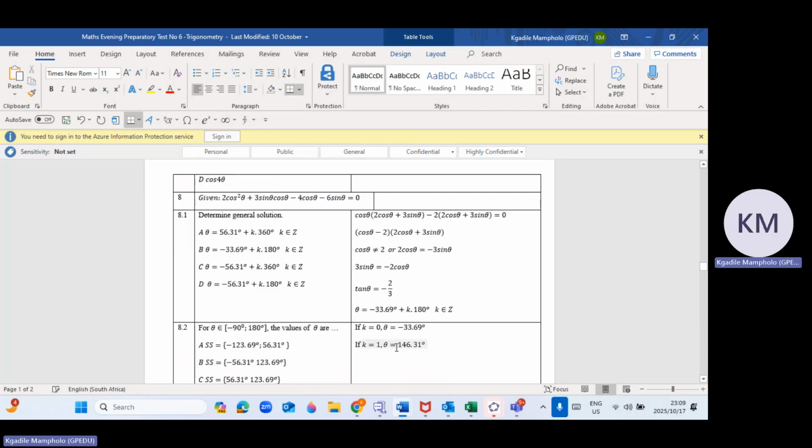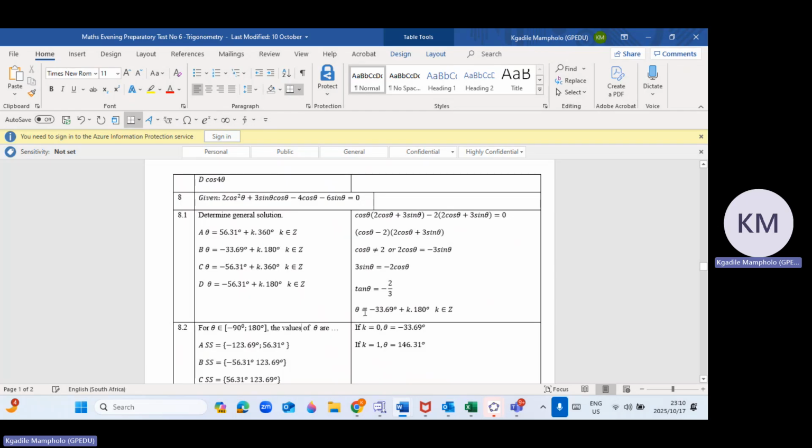So if we say k in this case is -1, -1 times 180 is -180, minus 33.69 will be -213.69, which is outside this interval. So it means -2 does not work, and even -1 does not work. The first one that will work will be 0, because k is an integer. 0 times 180 is 0. Then the first value will be -33.69.